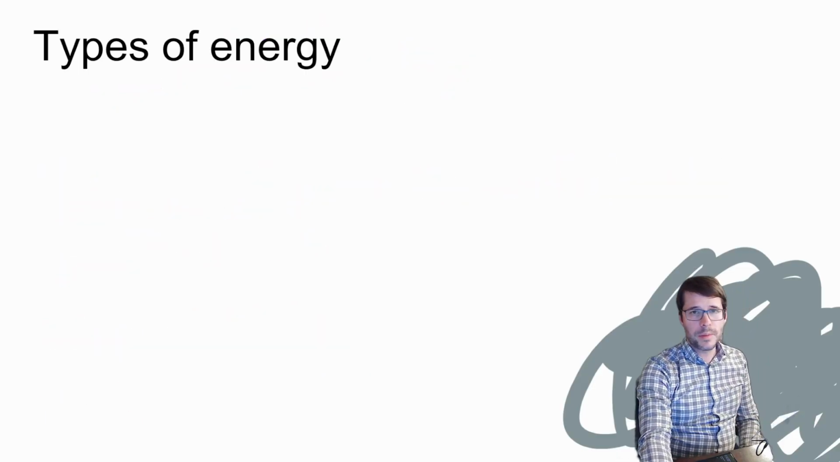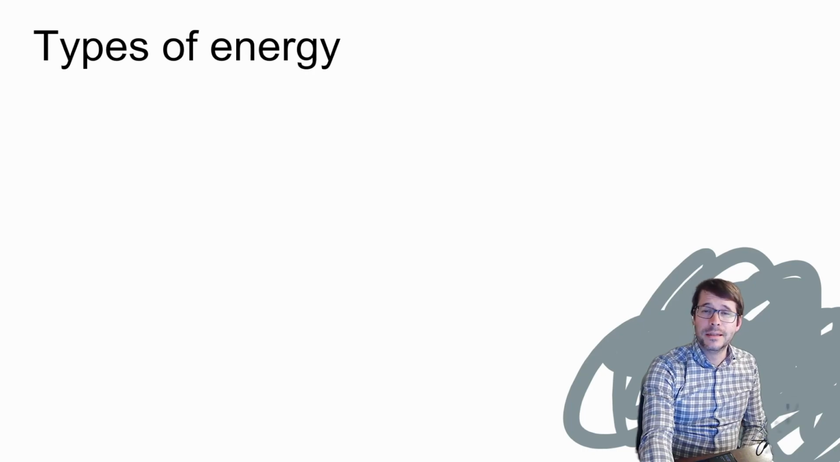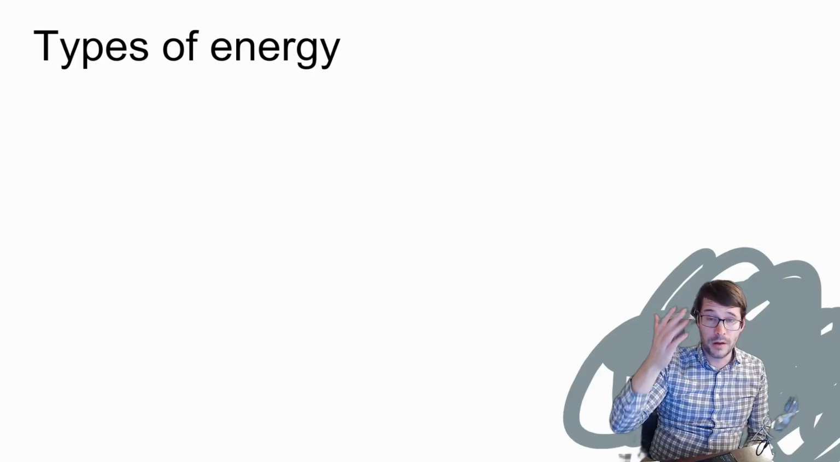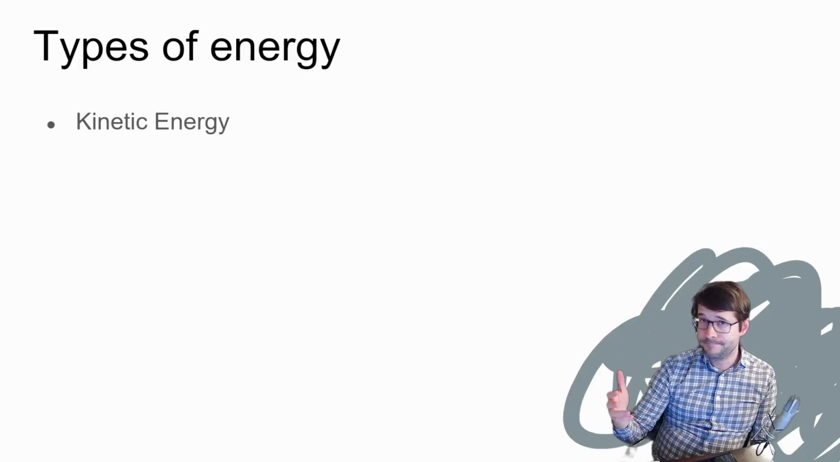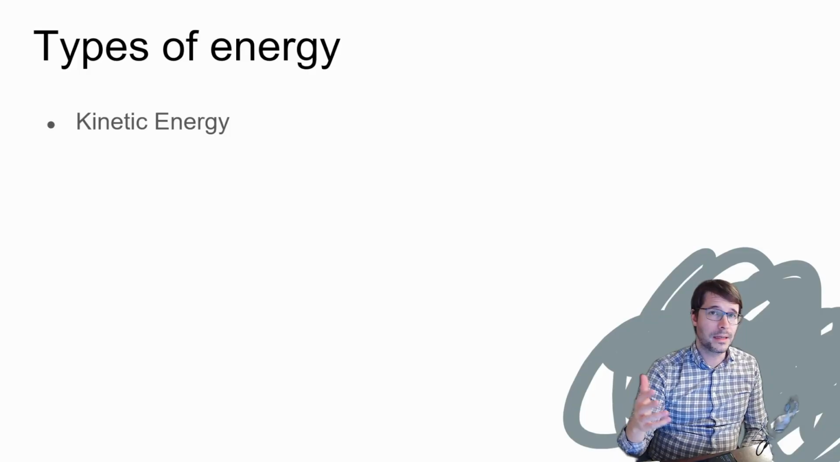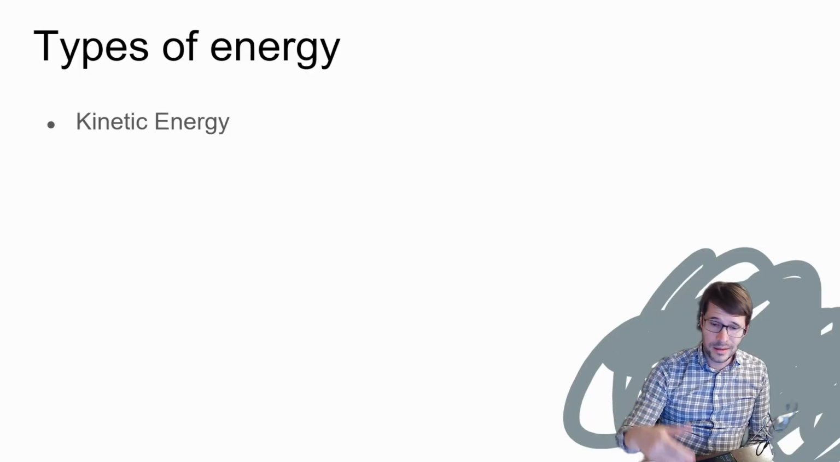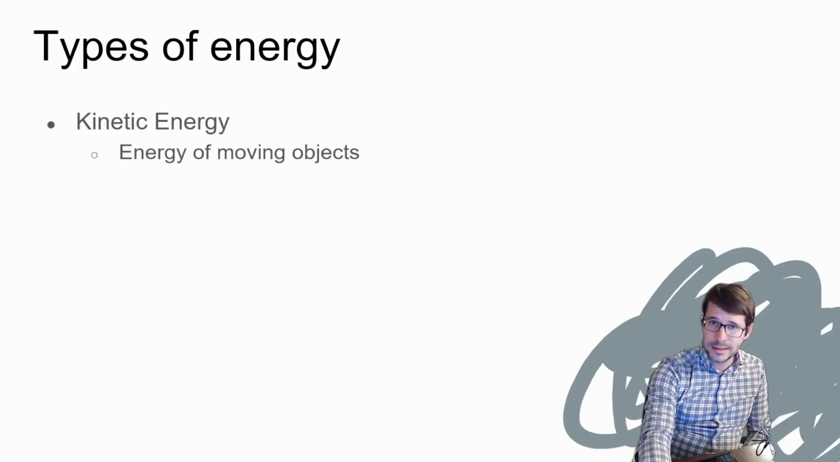So let's get started by talking about the different types of energy. There are going to be three main types of energy we're going to be talking about in this unit. There are a few others that we'll see, but we're going to start off with the basic three today. First one is kinetic energy. You're well aware of what this one is, I think. It has to do with the motion of objects.